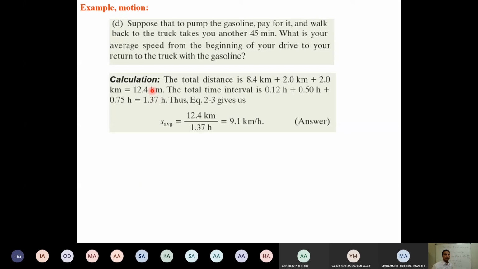How much time has he spent? Well, on the one way we already had calculated the total time. On the way back, they have given us 45 minutes. So we need to add this time to the total time as well. So the total distance divided by total time is giving us the average speed for the person.